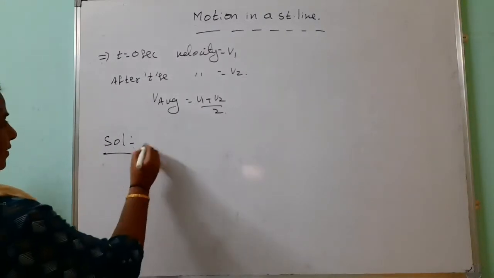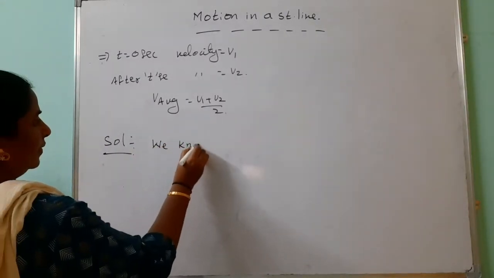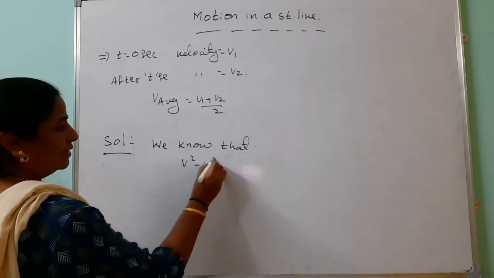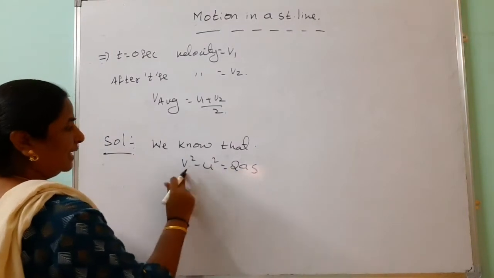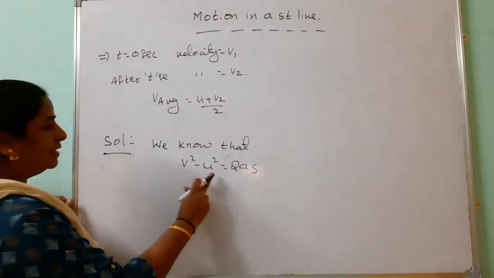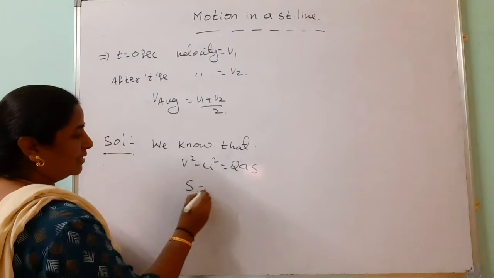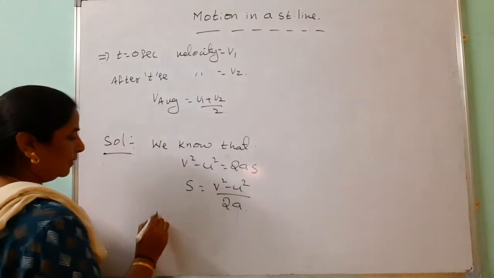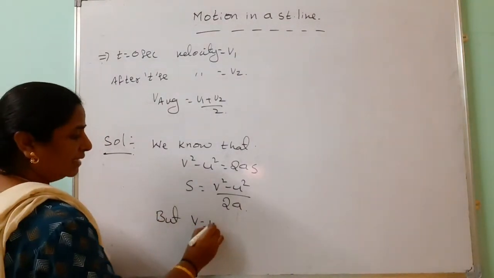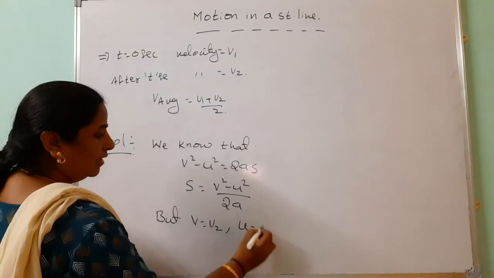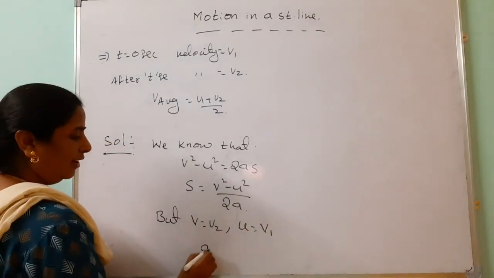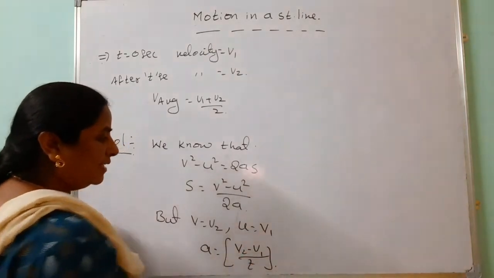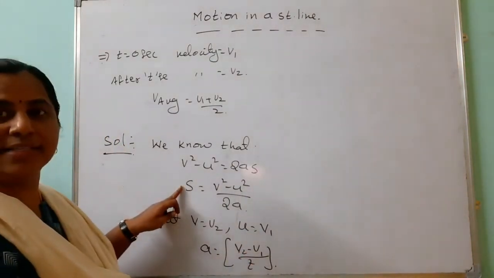Look, I am taking the third equation of motion. What is that? v square minus u square equals 2as. Here v is the final velocity and u is the initial velocity. I am writing s equals v square minus u square by 2a. Instead of v, the final velocity is v2, instead of u, the initial velocity is v1, and you know acceleration is the change in velocity by time. So we substitute all these values here.